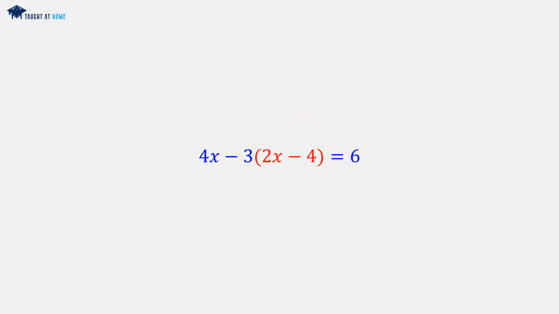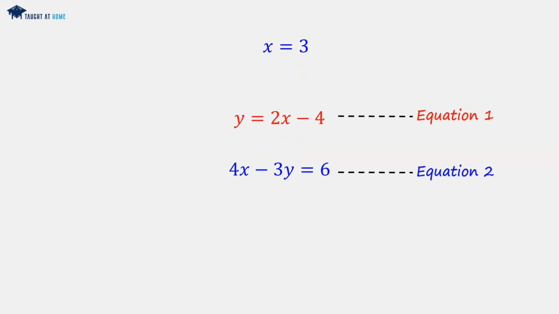We'll expand the bracket, so I'll break them up this way, and we've got minus 3 times 2x will be minus 6x. Minus 3 times minus 4 is positive 12. So we've got 4x minus 6x, well that's minus 2x. Subtract 12 from both sides. What we get is minus 2x is equal to minus 6. And we can solve for x, dividing both sides by negative 2. And x is 3.